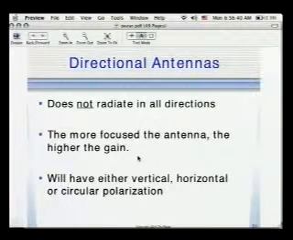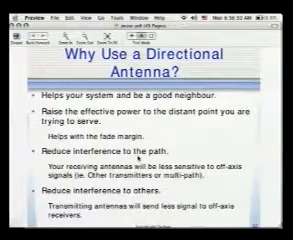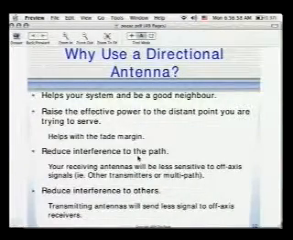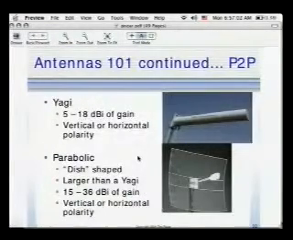Directional antennas do not radiate in all directions, hence the name directional antennas. The more focused the antenna, the higher the gain, which we talked about. And we'll have either vertical, horizontal, or circular polarization. Why use a directional antenna? It helps your system be a good neighbor, raises the effective power at the distant point you're trying to serve, reduces interference to the path, and reduces interference to others, which we sort of covered.